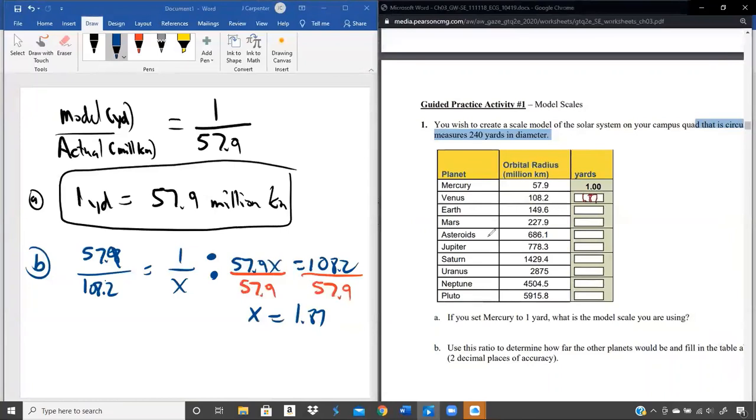1.87 what? 1.87 feet, 1.87 Bob Doles, 1.87 oranges, 1.87 million kilometers? No, you're not building a scale in millions of kilometers. You built it in yards. And that is about 2. It's roughly 2. Again, I'm not saying it's super close to 2, but it's pretty close to 2.